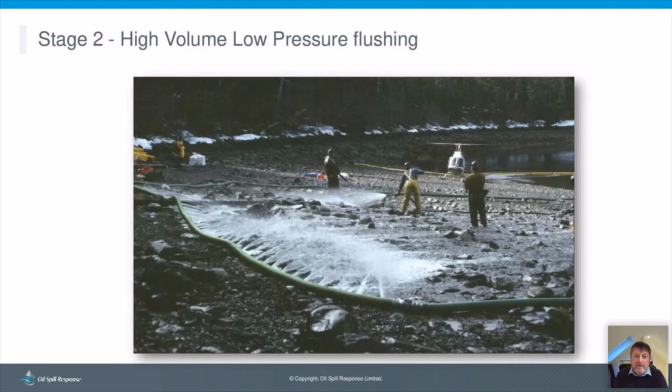So that's Exxon Valdez. There's also a gentleman in the middle there with the yellow waterproof trousers on. He's got a hose in his hand, and he's enhancing that by using that water to mobilize the oil as well. So that's a higher volume, low pressure flushing.